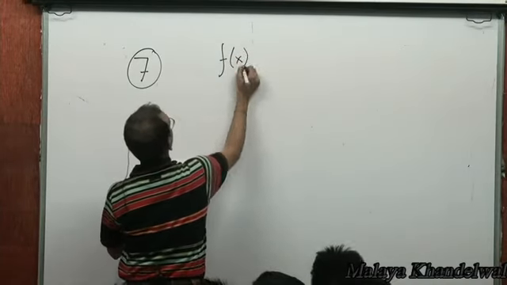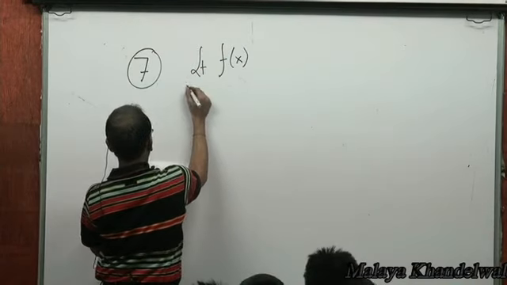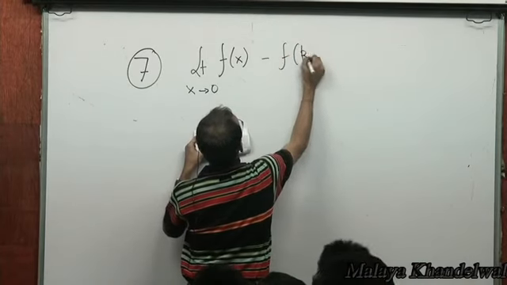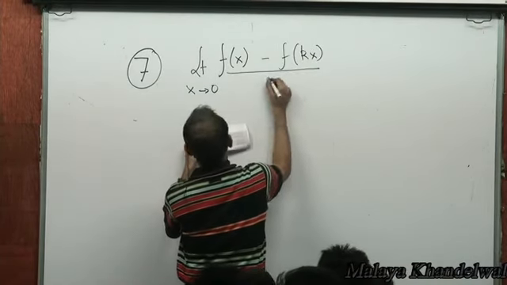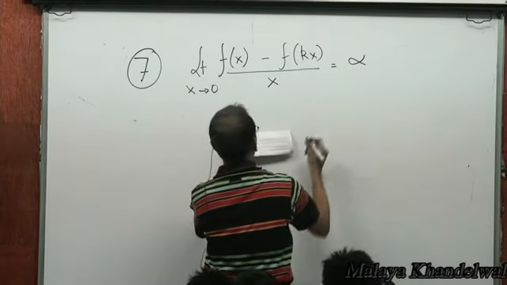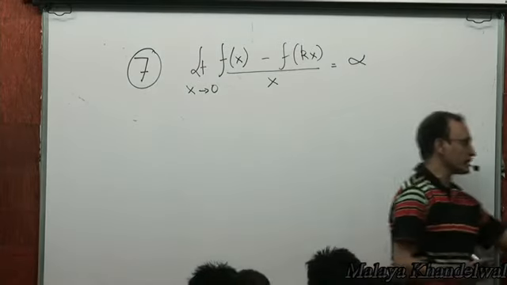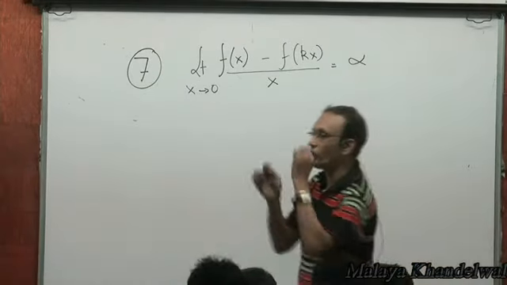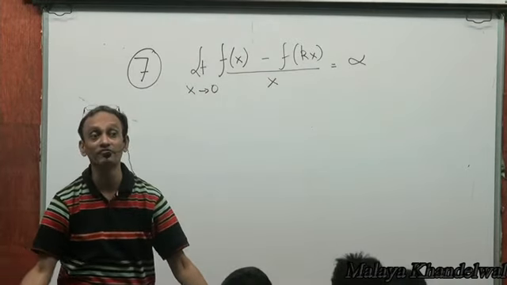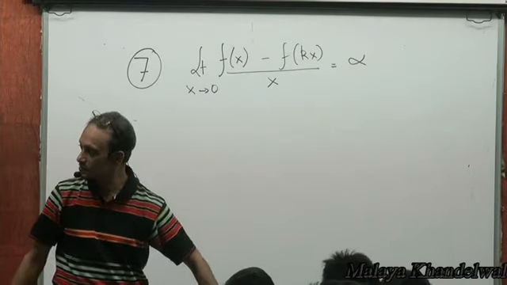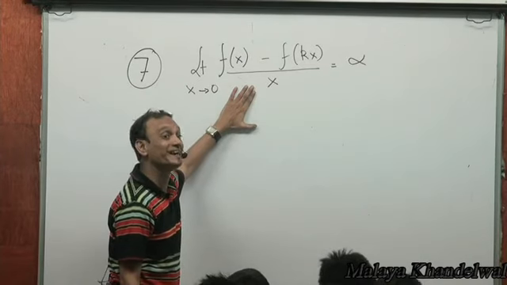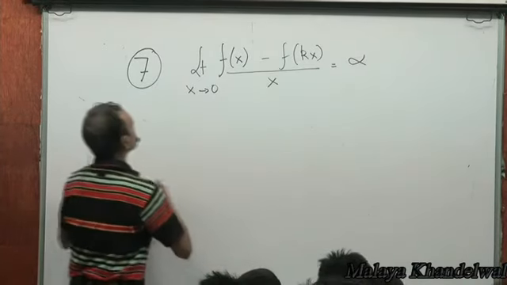Fx is given such that limit as x tends to 0 of (fx minus fkx) by x is alpha. And we want to check on f dashed 0. Given this, we want to find f dashed 0 in terms of alpha and k. This is given and I want to find f dash 0 in terms of k and alpha. Clear?